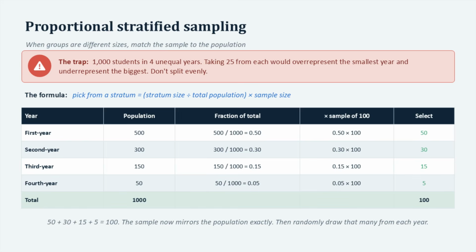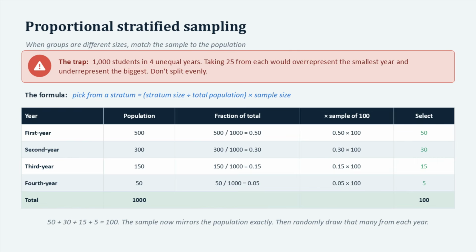Instead, we use the formula shown on the slide. For each group, take the size of that group, divide by the total population, and then multiply by the desired sample size. Let's walk through the table together. First-year students. 500 divided by 1,000 is 0.50. Multiply that by 100, and we get 50. So we select 50 first-year students.